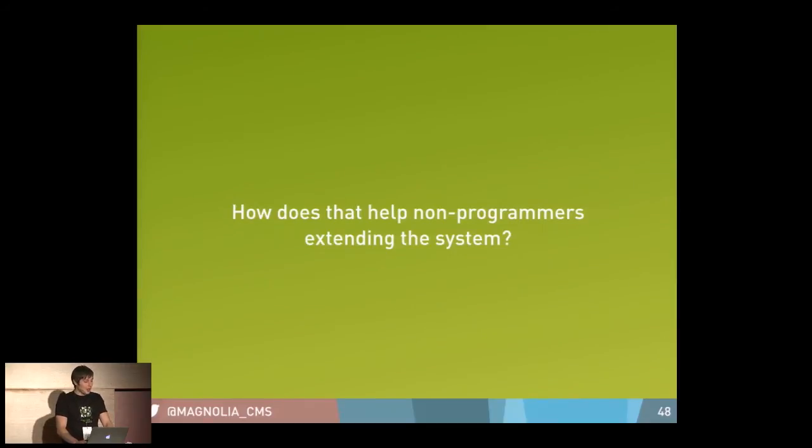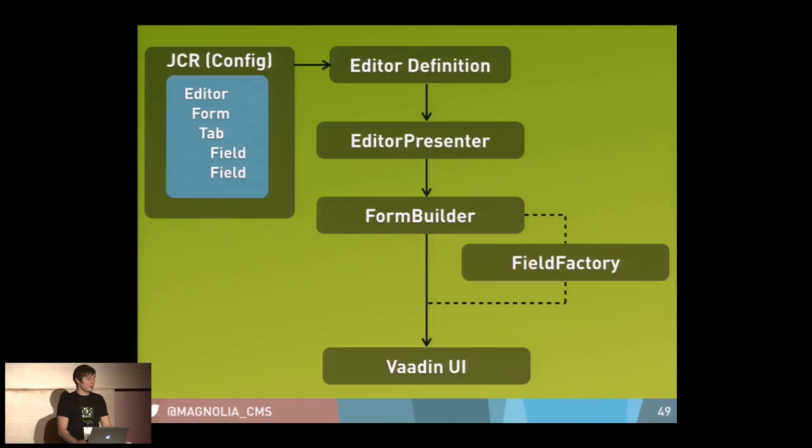However, you might want to ask, how does that help non-programmers extend the system, because the users of Magnolia CMS might not know Vaadin or even Java? And the answer is that by means of automagical node-to-bean mappers, we're able to describe UI components within the configuration tree and let Vaadin generate the views based on them.